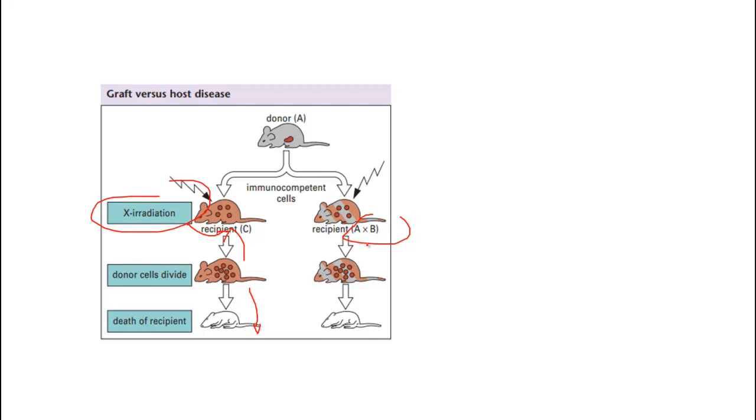However, this mouse is tolerant to cells from this one. Okay, so this mouse will not show any kind of immune reaction. It will show tolerance towards the graft of donor A.